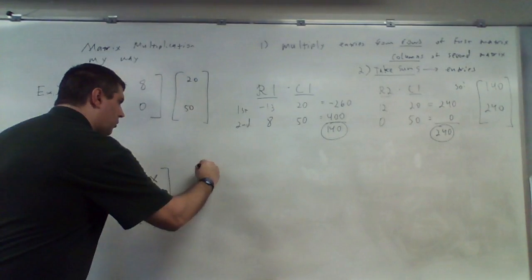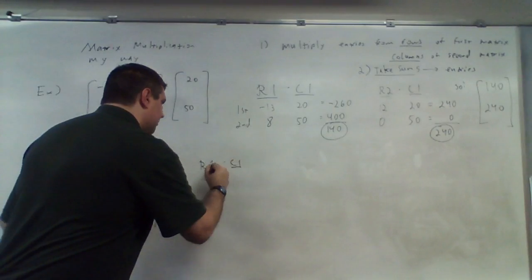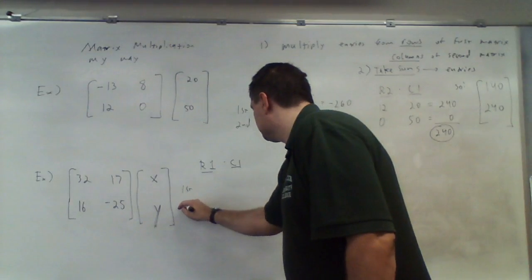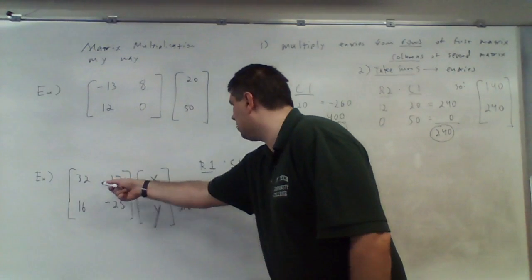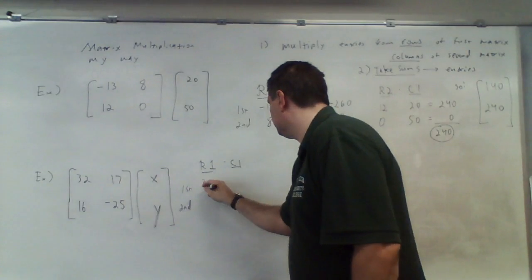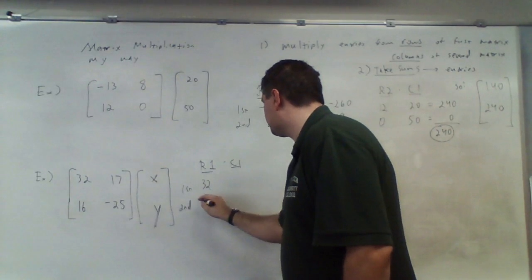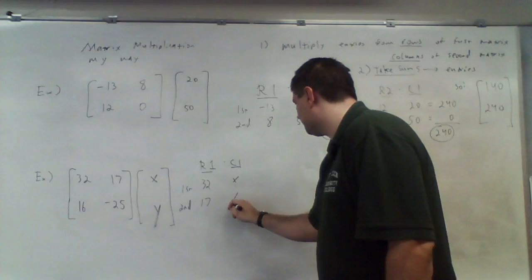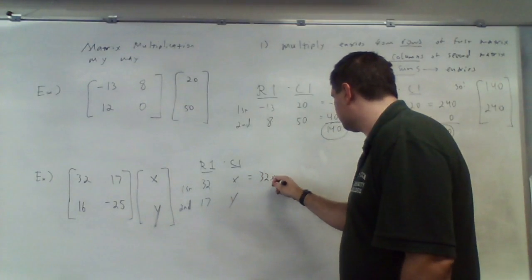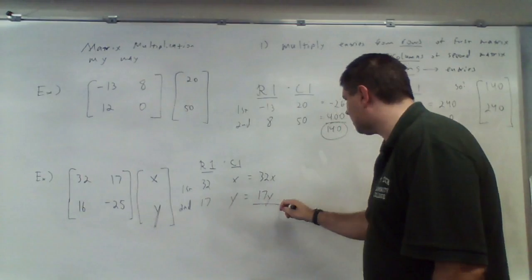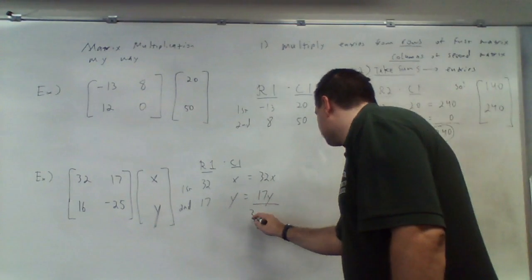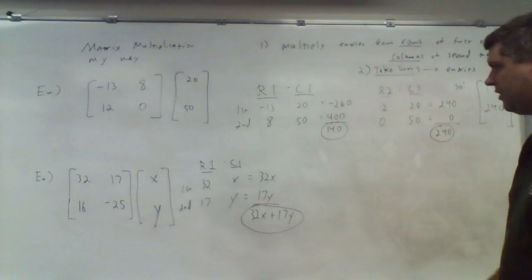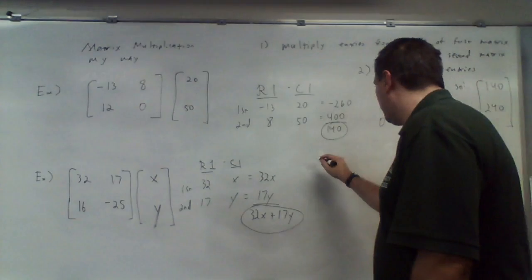All right, this similarly will be row 1 times column 1. First entry is 32, the first row is 32. And the second entry of the first row would be 17. Column 1, x and y. So 32x, 17y. The sum would be 32x plus 17y. That will be an entry in the new matrix.